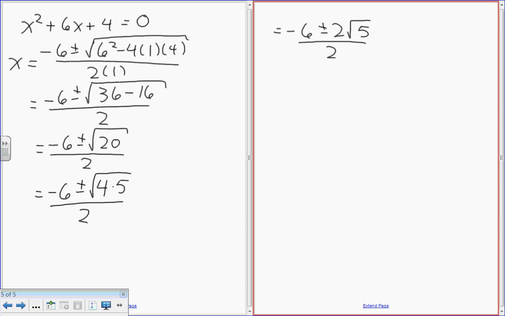Okay, now we're not quite done though, because now I have lots of 2's. What do I do now? Everything divides by 2, right? So it's going to turn into negative 3 plus or minus root 5. Hopefully that's what the back of the book says. Hopefully that's what the bottom of the page says.